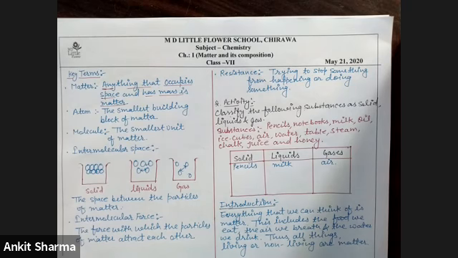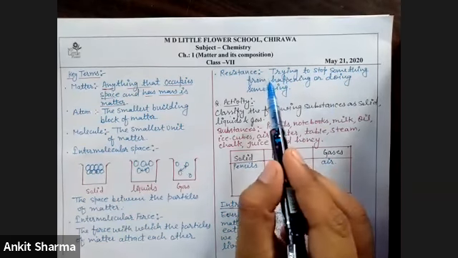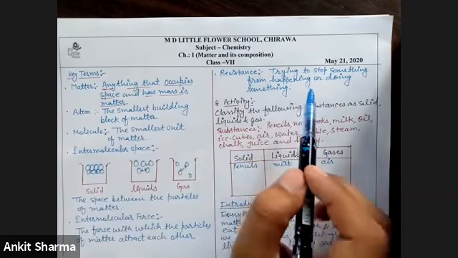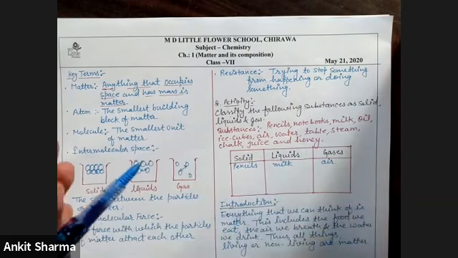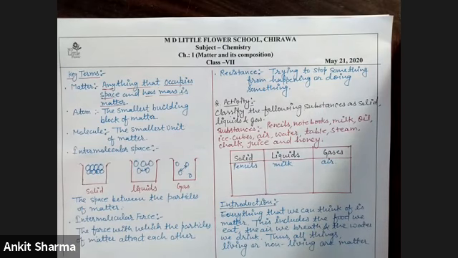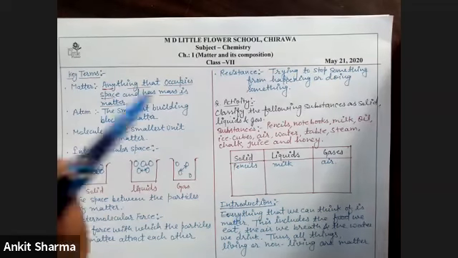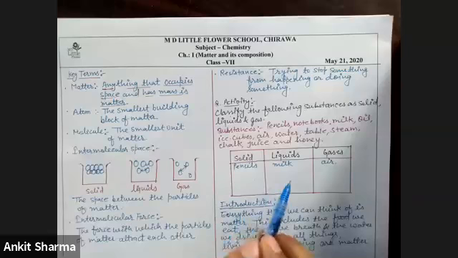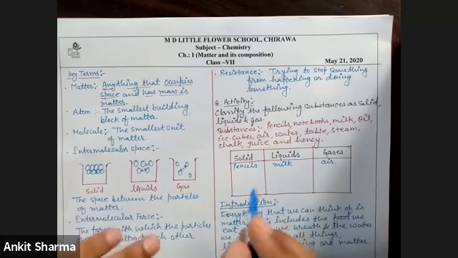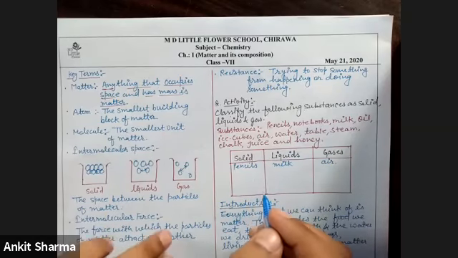The next is resistance. What is resistance? Trying to stop something from happening or doing something. That is resistance. Now there is an activity one. We have to classify the following substances into solids, liquids and gases. Yesterday I did one example for you, so now complete this work.